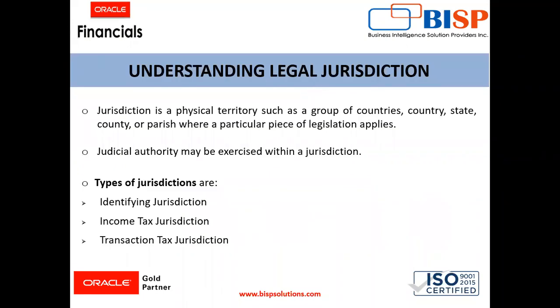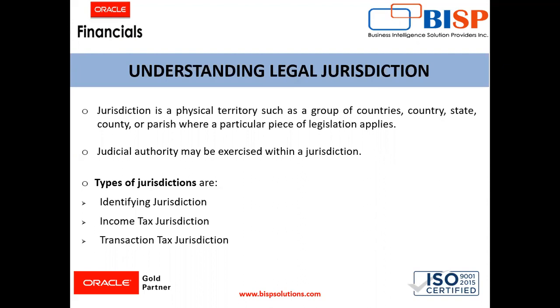So, understanding what are legal jurisdictions. A jurisdiction is a physical territory such as a group of countries, state, county or parish where a particular piece of legislation applies. Judicial authority may be exercised within a jurisdiction. For example, there is French labor law, Singapore transaction tax laws, US income tax laws. They apply to the legal entities operating in different country jurisdictions.